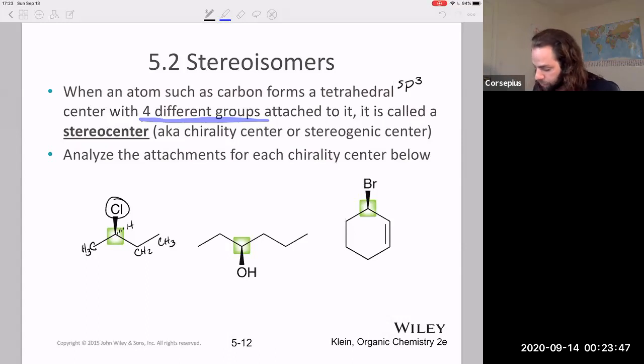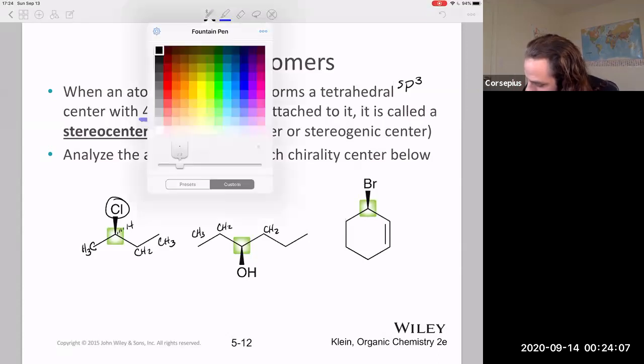Same with these other two as well. They both have different, all four of their bonds are different. Notice, here's a CH2 and here's a CH2, but I'm talking about how it extends all the way out into infinity. Unless it's perfectly symmetrical, then you actually consider both, this whole side. So this is CH3.